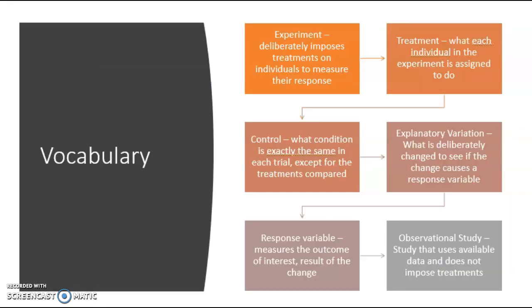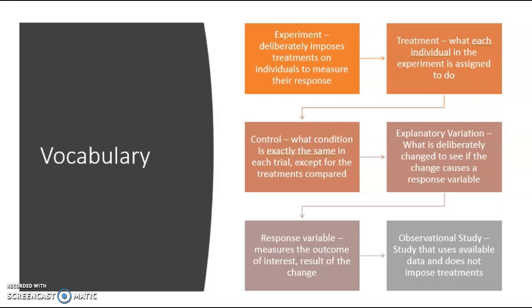All right, a lot of vocabulary that we got to keep straight here for experiments. An experiment deliberately imposes treatments on individuals to measure their response. Very important. Treatment, the actual treatment is what each individual is assigned to do. Control is what condition is exactly the same in each trial, except for treatments compared. So these are things that you want to control, all the extra variables as well. Like you want to make sure they had the same breakfast, same temperature, same conditions. That way you can sort of isolate anything that might be important, any kind of change.